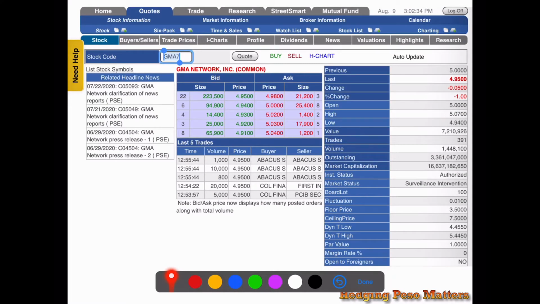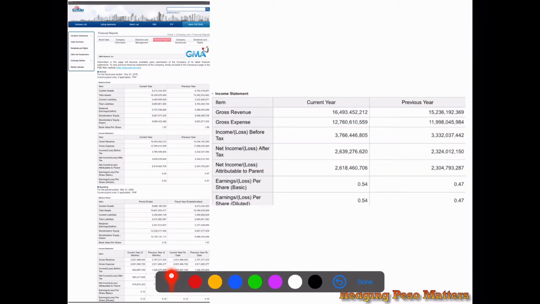So the price for this particular trading day is 4.95. We take note of this 4.95. This price is actually the market value of GMA 7 for that particular trading day. Now let's take a look at the annual financial statement, specifically under the current year income statement, where we look at the earnings per share.